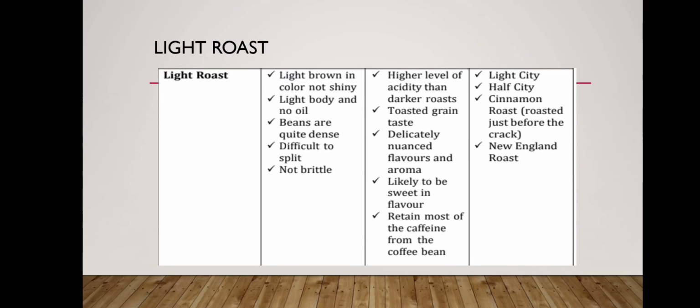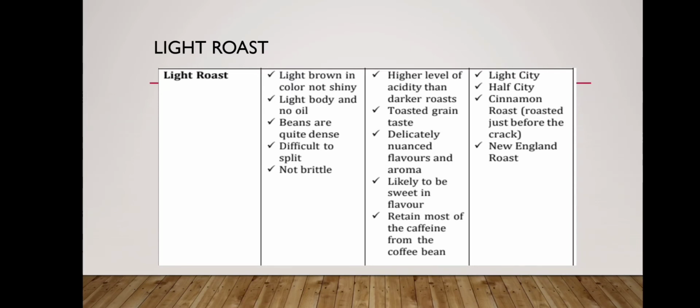So, sa light roast, yung second table, nagde-determine siya ng characteristics. Ang characteristics ng light roast is light brown in color, not shiny. Next one is light body and no oil. Beans are quite dense, difficult to split, and not brittle.